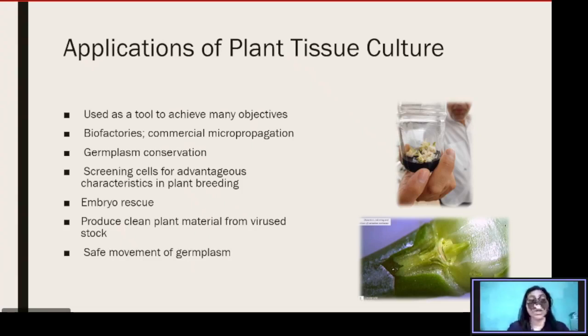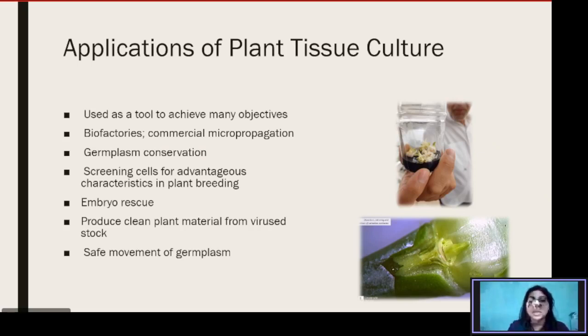It can also be used for screening cells for advantageous characteristics in plant breeding. Traditional plant breeders have to wait until the plant reaches a certain size to see a particular characteristic like disease resistance or flower color, or whatever phenotypic expression they're looking for. But by detecting biomolecules or certain key things within the culture, this process can be sped up. So plant breeders use plant tissue culture as well.